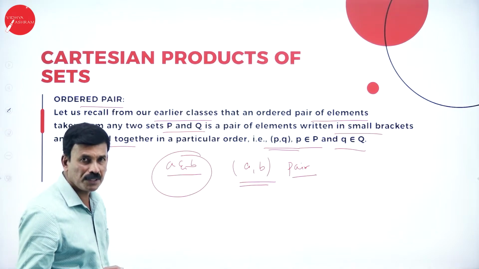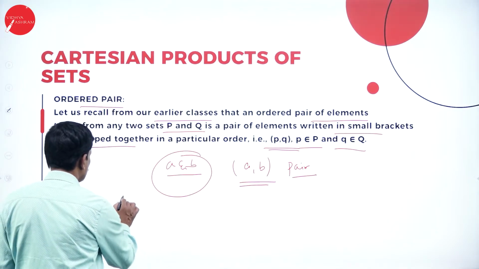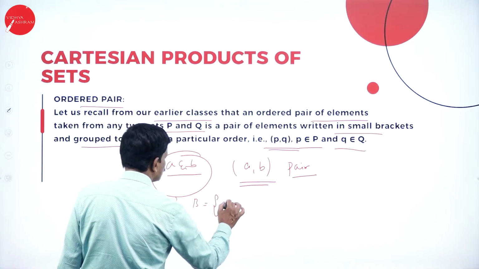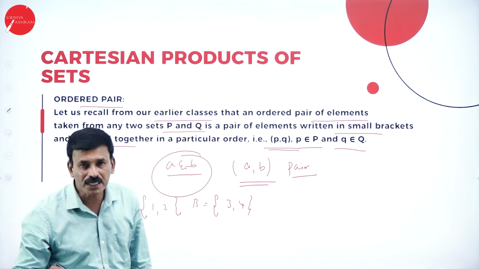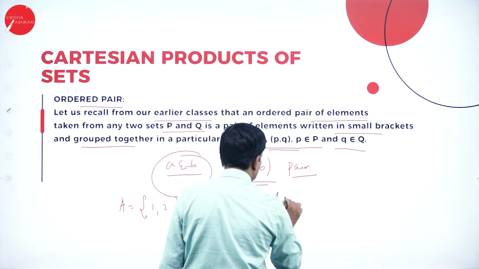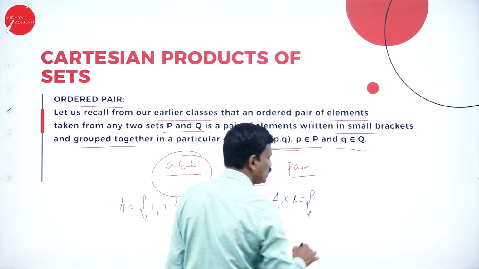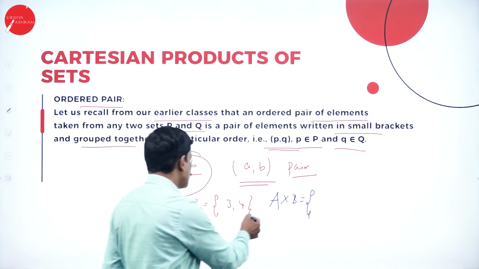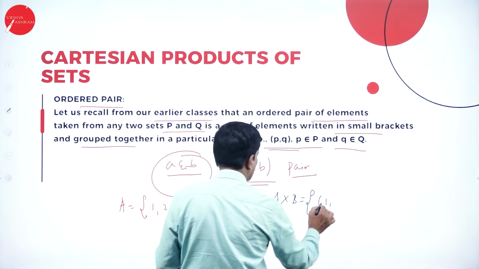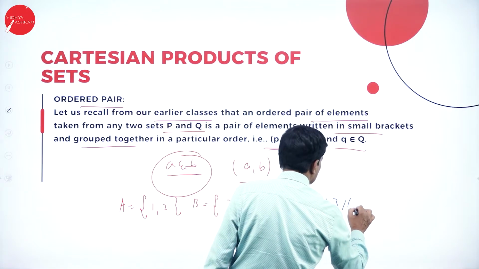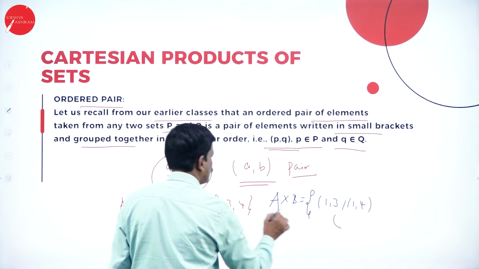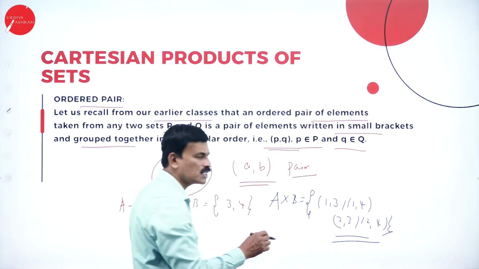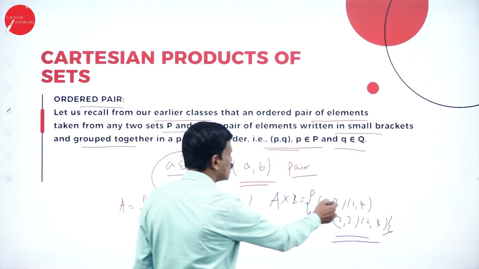By knowing this ordered pair, let me take one example. Suppose A is equal to {1, 2} and B is equal to {3, 4}, then let me write the Cartesian product for this. The Cartesian product of two sets is denoted as A cross B, in which A cross B is nothing but the set of all ordered pairs. So let me take (1, 3) and (1, 4). Similarly, next element (2, 3) and (2, 4). So this is called an ordered pair, the set of all ordered pairs. So these are all called ordered pairs.